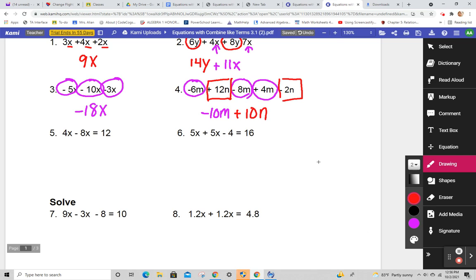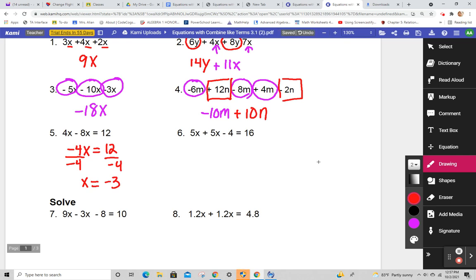All right, so now we have an equation here with like terms. So the first thing you want to do is combine the like terms. 4x minus 8x is minus 4x equals 12. Divide both sides by negative 4, and x equals negative 3.